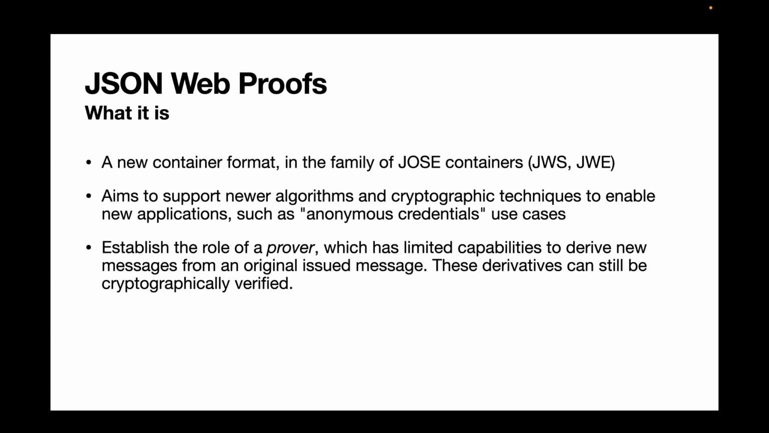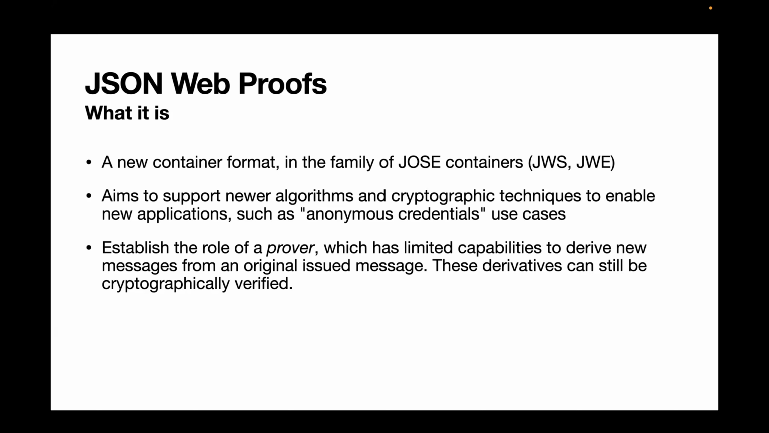Okay, so I'm going to be talking about a new work called JSON Web Proofs. What it is, we're working on defining a new container format similar to the JOSE containers, so JWSs and JWEs, the underlying signing and encryption. But we're working to try to do newer algorithms, cryptographic primitives, and techniques. So this is a bit more in the vein of some of the verifiable credentials efforts, the idea of having things like ID tokens behave a little bit more like access tokens, where a client gets those and then chooses when to share them with different parties.